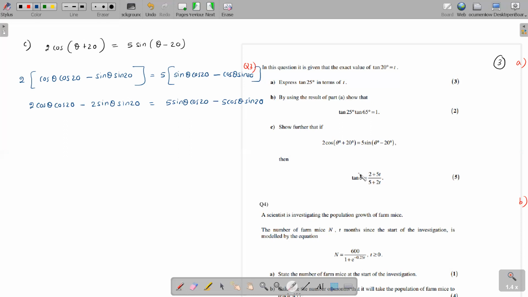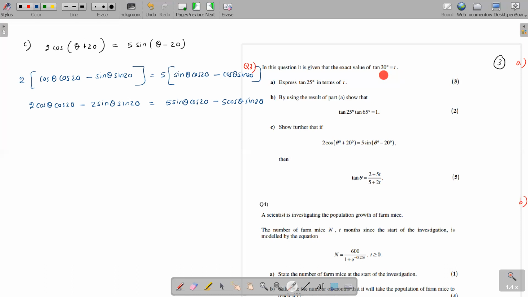Take it to the other side and simplify. Take what to the other side? Dividing by what, Abhinash? Cos theta. So actually you can see here now you have 20s and you need to get t. Who is t? You know t is equal to tan 20, isn't it? t equals tan 20.